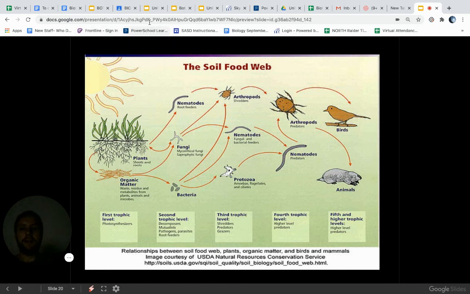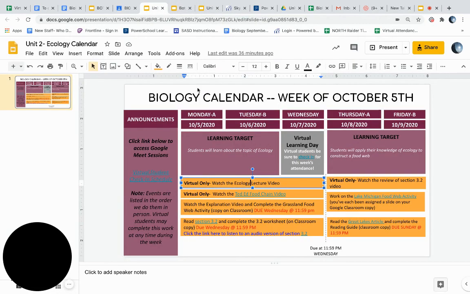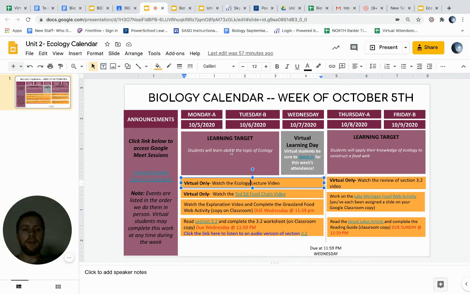So that is the end of our lesson for today. So that is the beginning of ecology. And notice that I think I might have showed you this, but there is a second unit calendar up. This is the second unit calendar for ecology. And then know that you've got to complete the section 3.2 worksheet for next time, for Wednesday night at midnight.